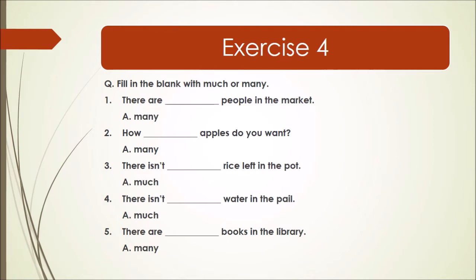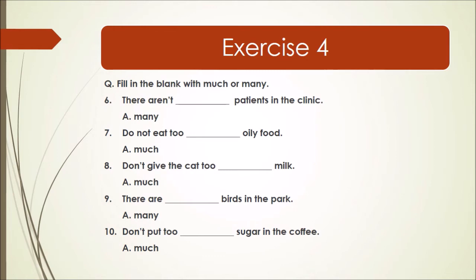Number five, there are dash books in the library. There are many books in the library. Again, we use many because books are countable. Number six, there are not dash patients in the clinic. There are not many patients in the clinic.